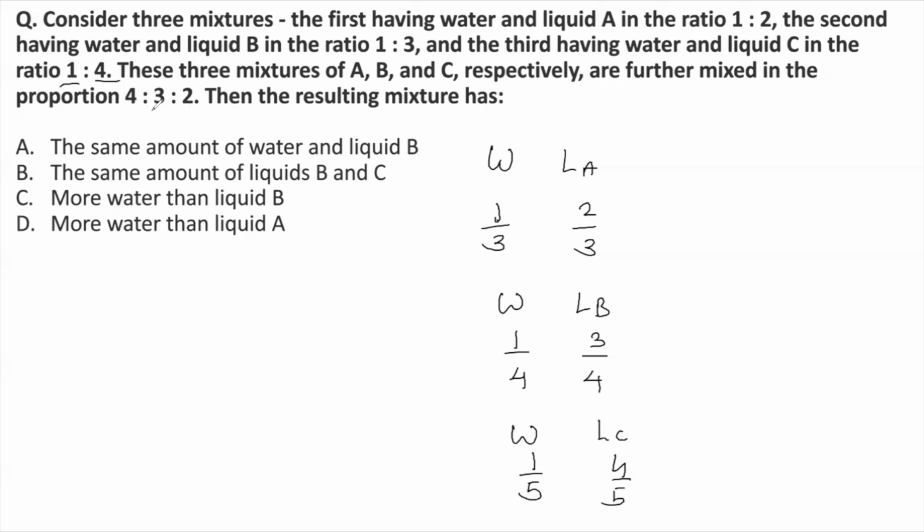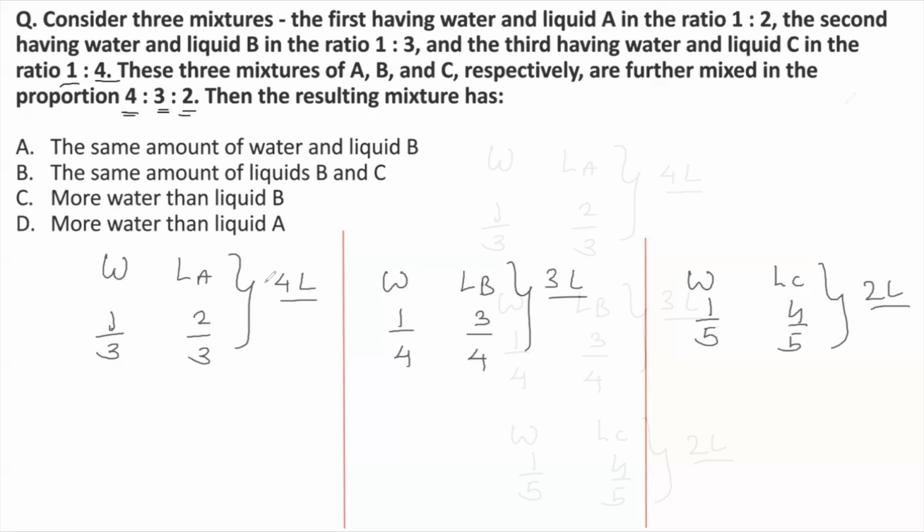Okay, so if the ratio is 4 is to 3 is to 2, guys, let us suppose the first mixture you are taking is worth 4 liters. The second mixture is basically worth 3 liters. And the third mixture is basically worth 2 liters. Hence the ratio 4 is to 3 is to 2. So now we will deal with these three mixtures kind of separately.